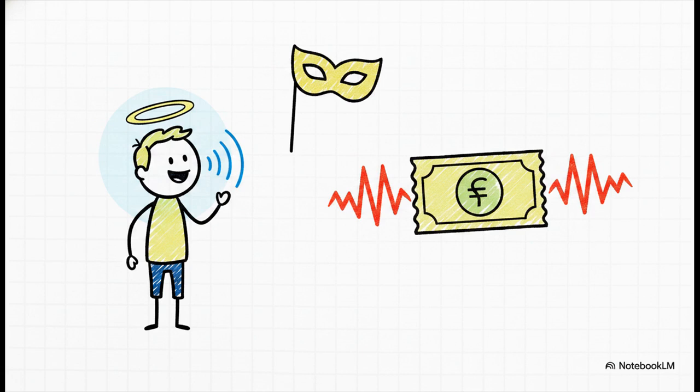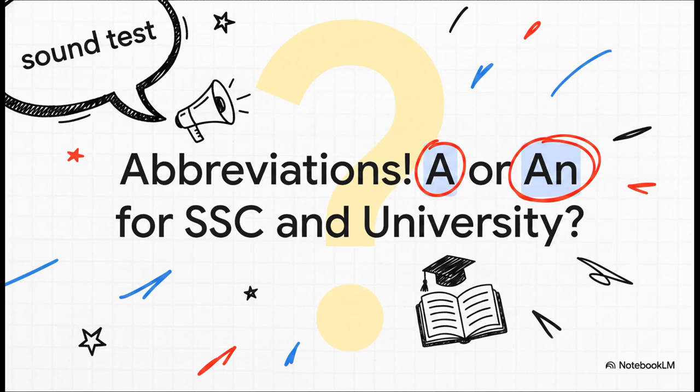And conversely, even though O is a vowel, the word one starts with a hard wa consonant sound. Therefore, it's a one taka note. See how the spelling actively tries to trick you? This is exactly why the sound rule is your absolute best defense. Okay, let's turn up the heat a bit.